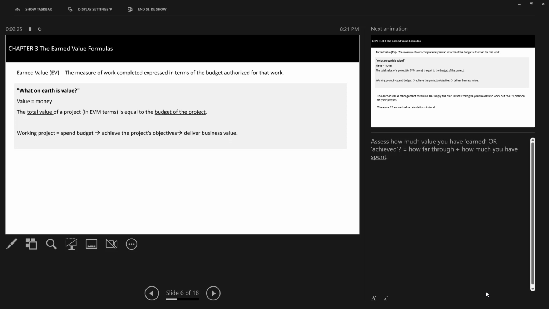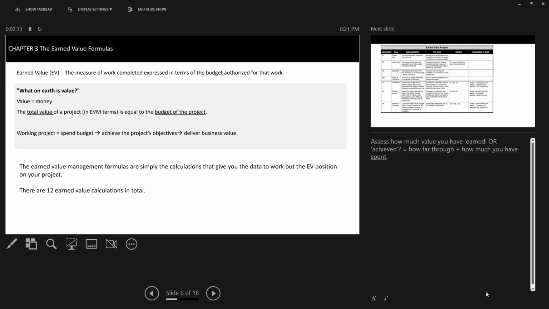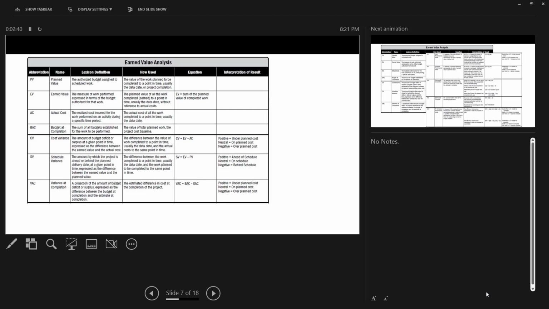When you're working on a project, you're going to spend a particular budget to achieve certain objectives and then deliver your business value. There are 12 earned value calculations in total. This is the sheet. You're looking at PV, which is planned value, EV, earned value, AC, actual cost, BAC, budget at completion, CV, cost variance, SV, schedule variance. This is a very important table, guys. And there is a longer version, right? Yes, I have another one overlapping this. Cool. VAC is variance at completion.